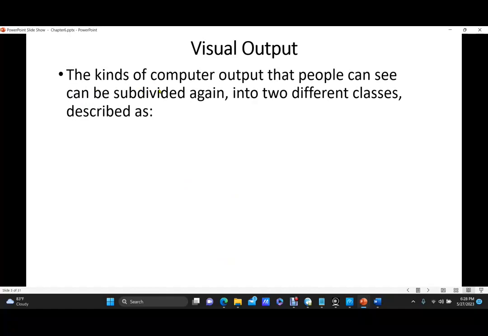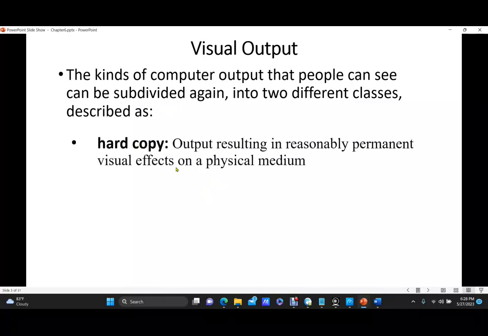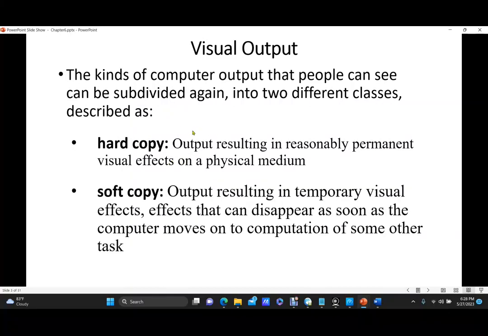The kinds of computer output that people can see can be divided into two different classes: hard copy and soft copy. Hard copy is output that results in something reasonably permanent on a physical medium. Soft copy is temporary visual effects that can disappear as soon as the computer moves on to something else.